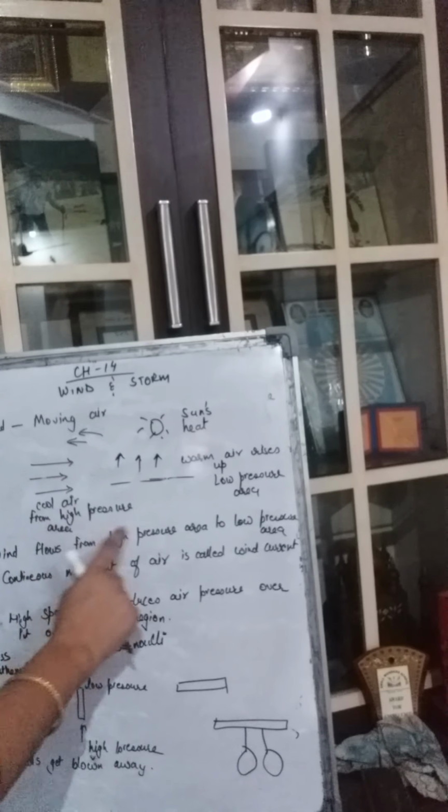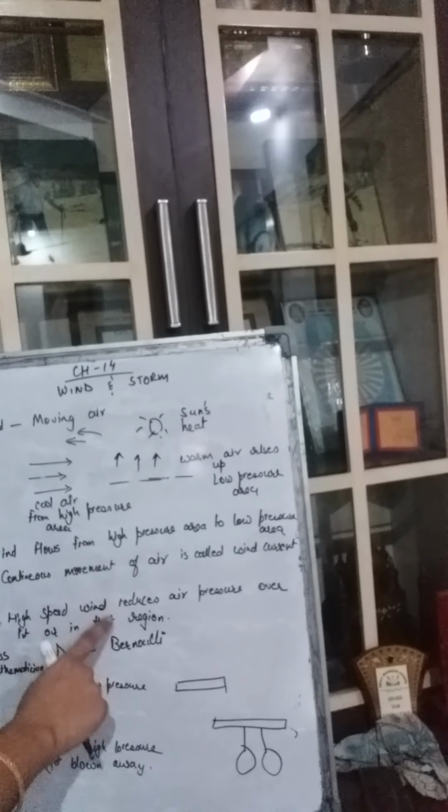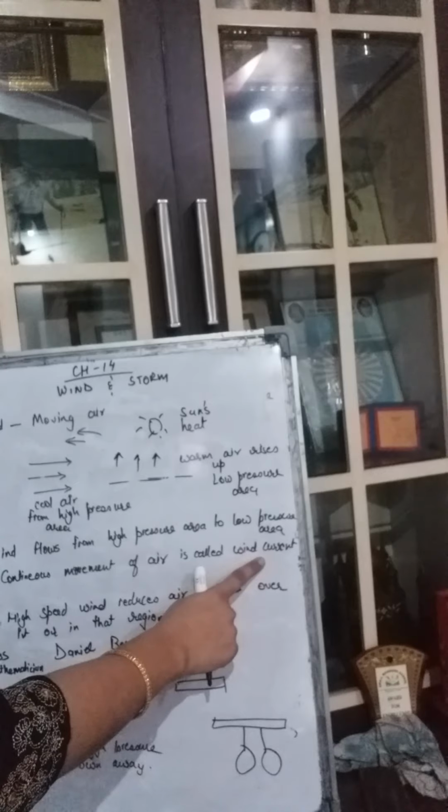So there is a continuous movement of the air, and this continuous movement of the air is known as wind current. The moving air is called wind and this continuous movement of the air is called wind current. Is that clear? Now, what is the property of this wind?